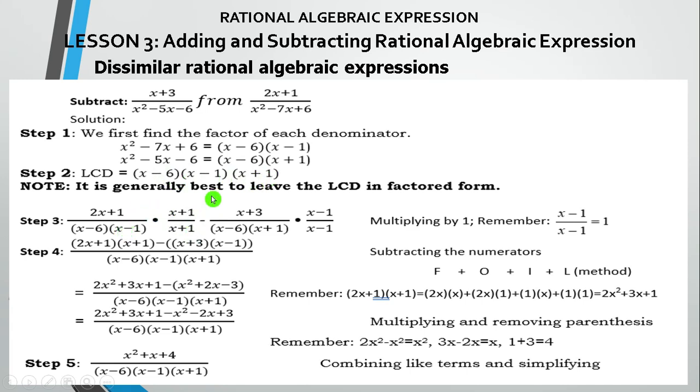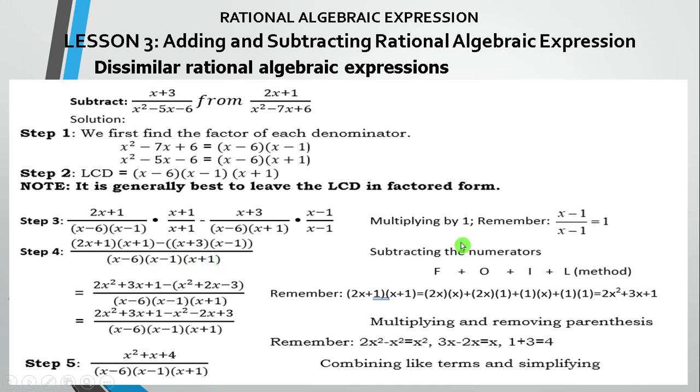Diba? So, minus x plus 3 over the factored form of our denominator, which is quantity x minus 6 times the quantity x plus 1, times x minus 1 over x minus 1, para magiging ganito yung denominator niya. Okay. So, the result is magiging ganito. We have 2x plus 1 times x plus 1, minus this one, x plus 3 times x minus 1. And our denominator is quantity x minus 6 times the quantity x minus 1 times the quantity x plus 1.